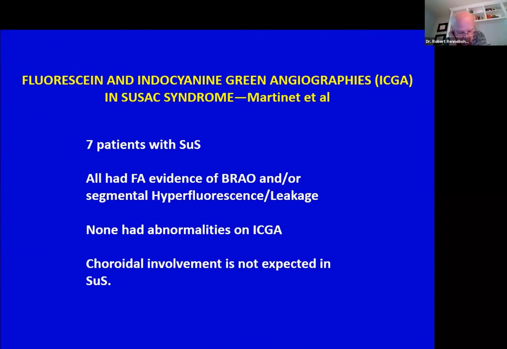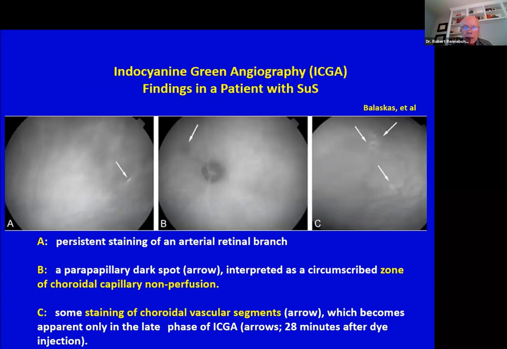Initially, it was thought that the choroid is spared in Susac syndrome. This notion was based on an ICGA study by Martinet. That was a study of 7 patients with Susac syndrome. All had FA evidence of BRAO and segmental hyperfluorescence and leakage, and none had abnormalities on ICGA.